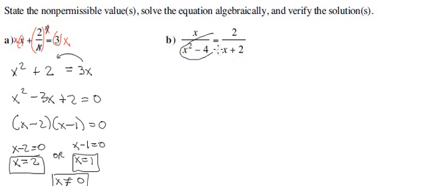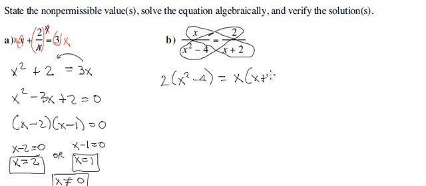You multiply that way, and you multiply that way. And so you get 2x squared minus 4 equals x plus 2. The order you write these in doesn't matter. I'm trying to put single terms before binomials just because it makes distribution easier. When we distribute these, we get 2x squared minus 8 equals x squared plus 2x.